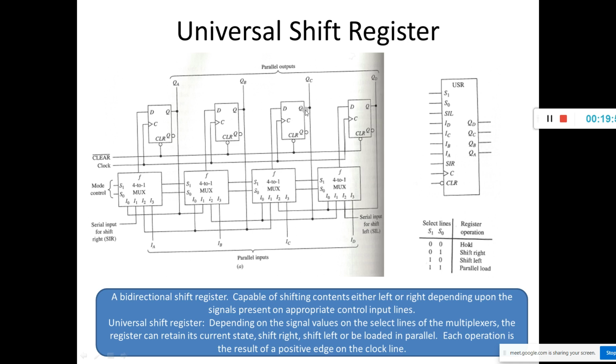The content of D will be transferred to the Q output. This again goes back and is connected to I0. In this way, in a circular way, it will hold the data.